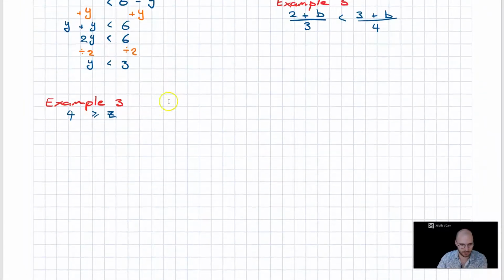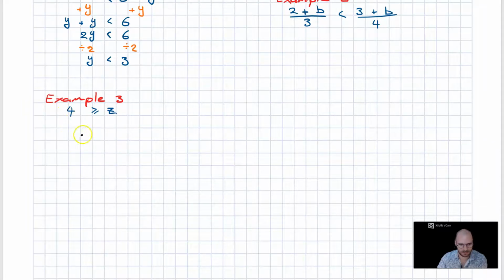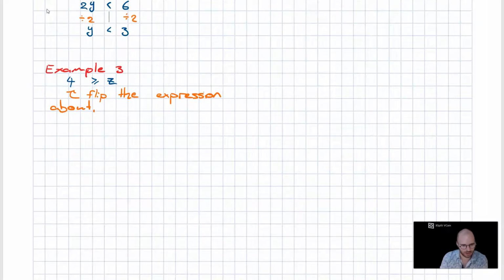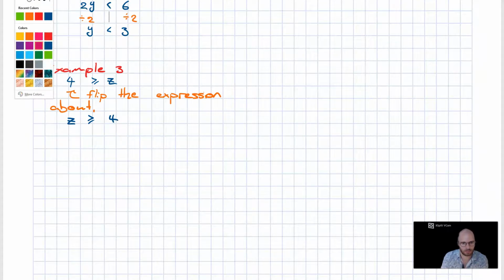Going down, example 3, we've got something slightly different. We've got 4 is greater than or equal to z. Once again, let's treat this like it's an equation by flipping the expressions about the symbol. So this is going to look like z and 4. For now, I'm just going to keep the inequality operator the same. But this is going to lead to a bit of a problem.